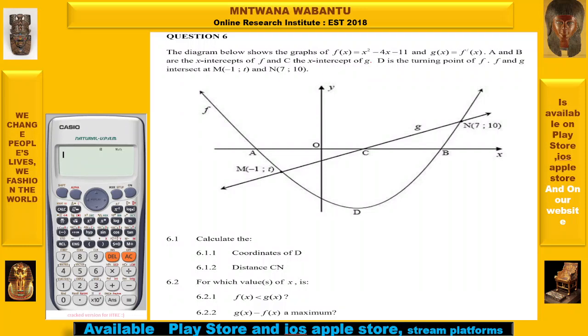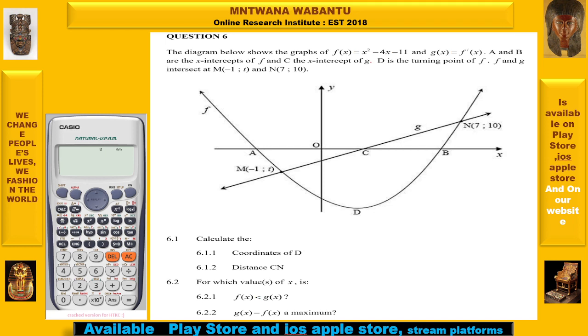Okay, so now let's start. They say the diagram below shows the graph of f of x equal to x squared minus 4x minus 11, and then g of x is also given, but they don't give us the equation. And they say A and B are the x-intercepts of f, and C is the x-intercept of g. D is the turning point of f, meaning function f, and f and g intersect at M (negative 1, t) and N (7, 10).